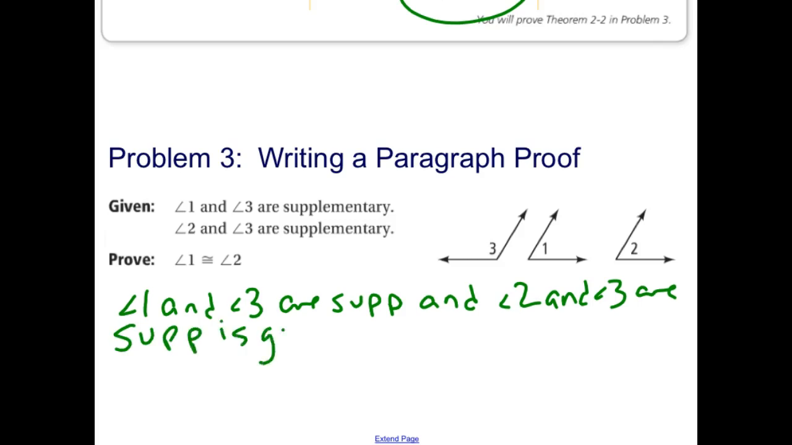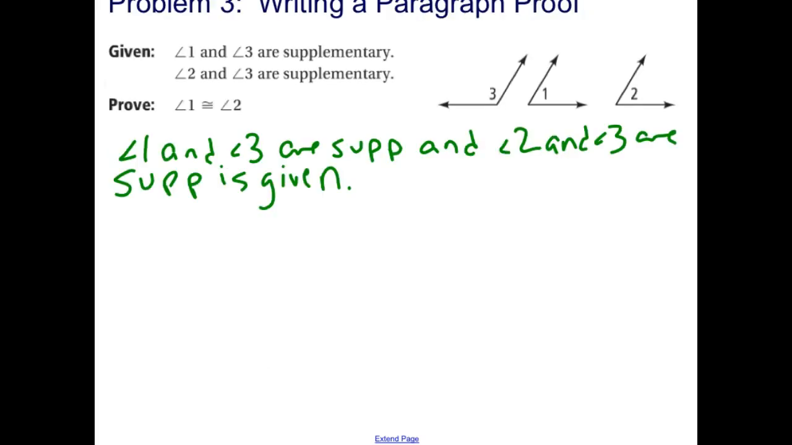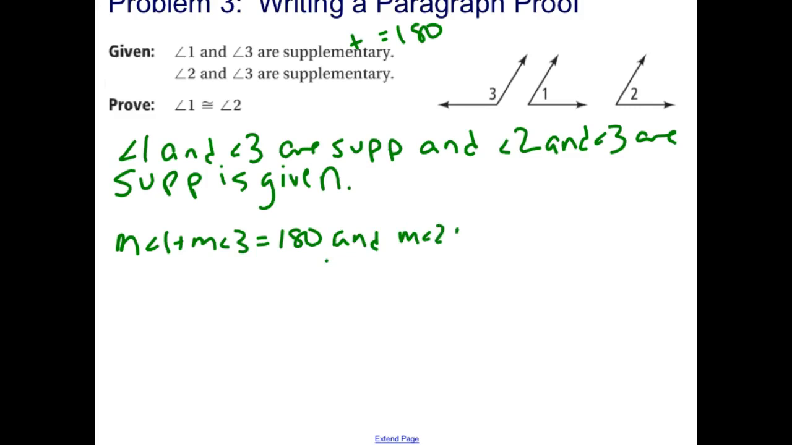is given. Okay, then we want to think about, what does it mean to be supplementary? That means two things add up to 180. So that's what we're going to talk about next. We'll say the measure of angle 1 plus the measure of angle 3 is 180, and the measure of angle 2 plus the measure of angle 3 is 180. We talked about how we could do this earlier. That would be by the definition of supplementary.